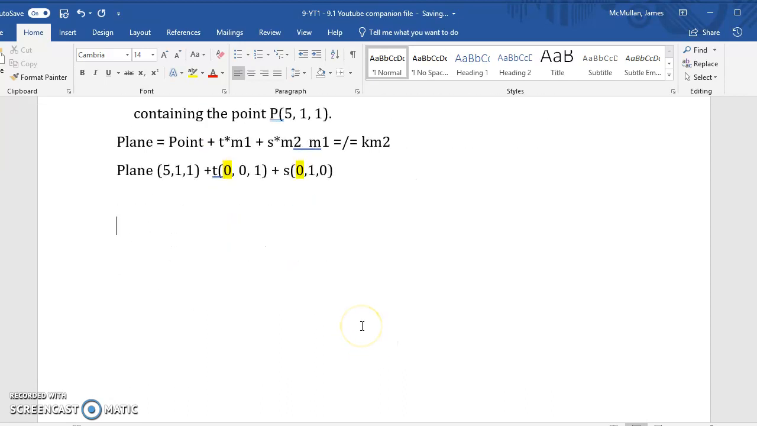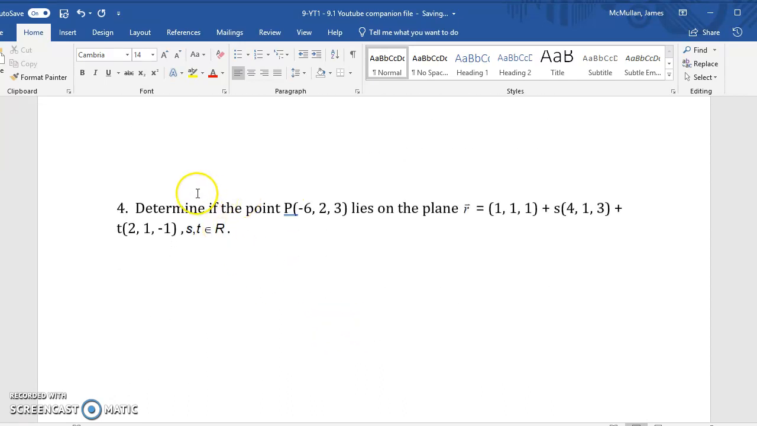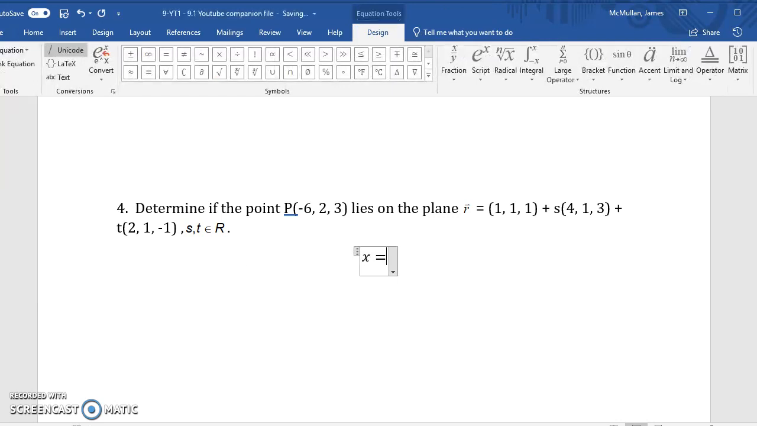Okay, let's move on. The second to last says determine if the point P lies on the plane. Now, creating the equation is easy. You have lots of latitude. Solving if a point is on the plane, that's not so easy. What we need to do here is express the idea that this point can be found using those two vectors. So the best way to do this is to do the parametric equations.